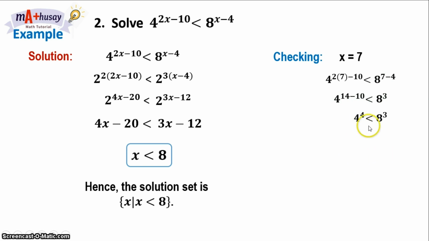So, kung mapapansin natin, the value of 4 to the 4th power is 256, and which is less than 512. Hence, the solution set to the inequality is the set of all x such that x must be less than 8. Let's have example number 3.